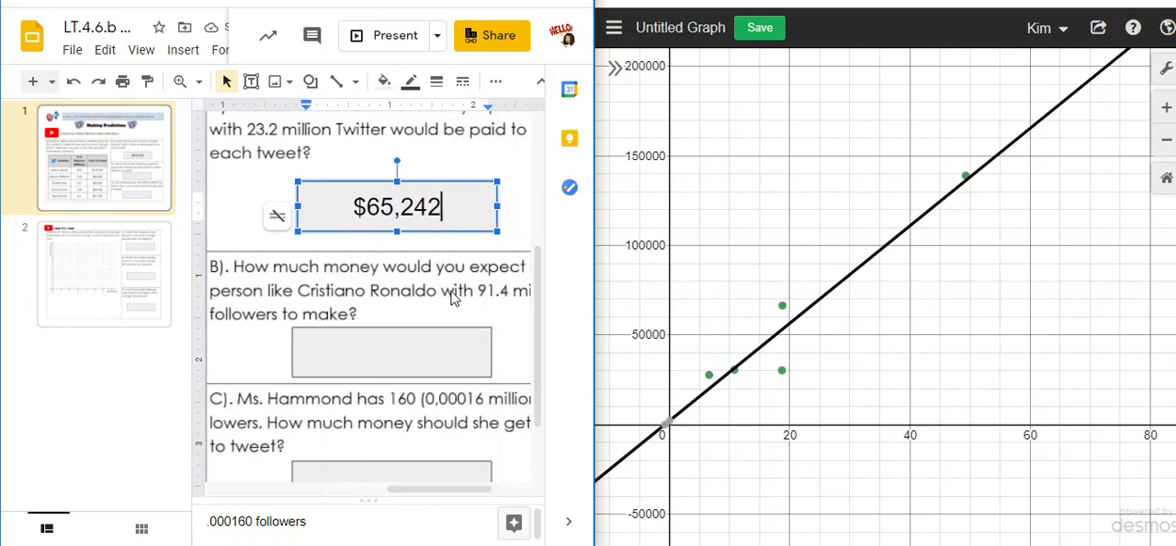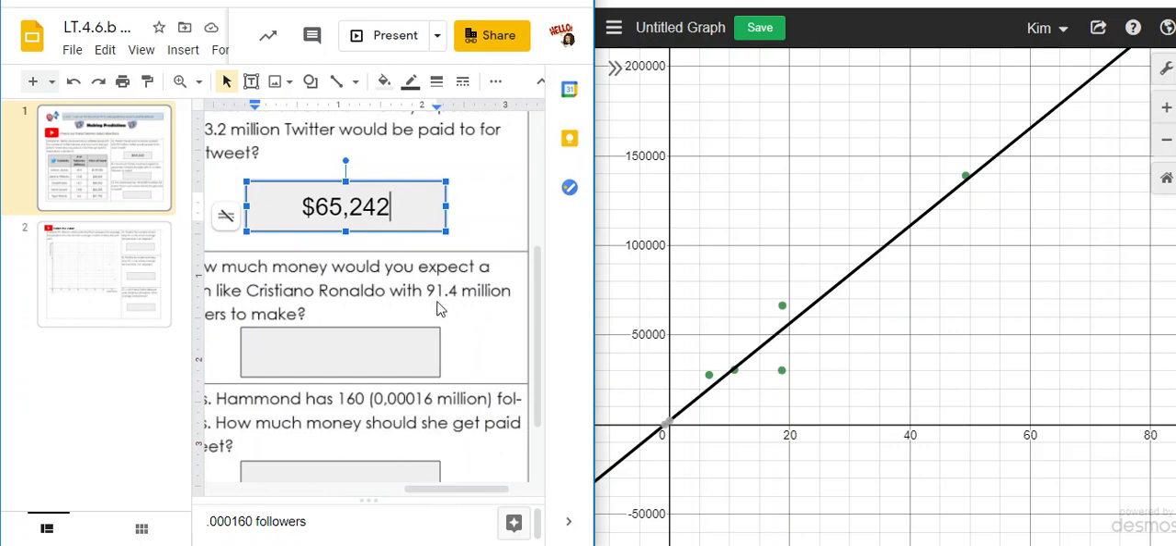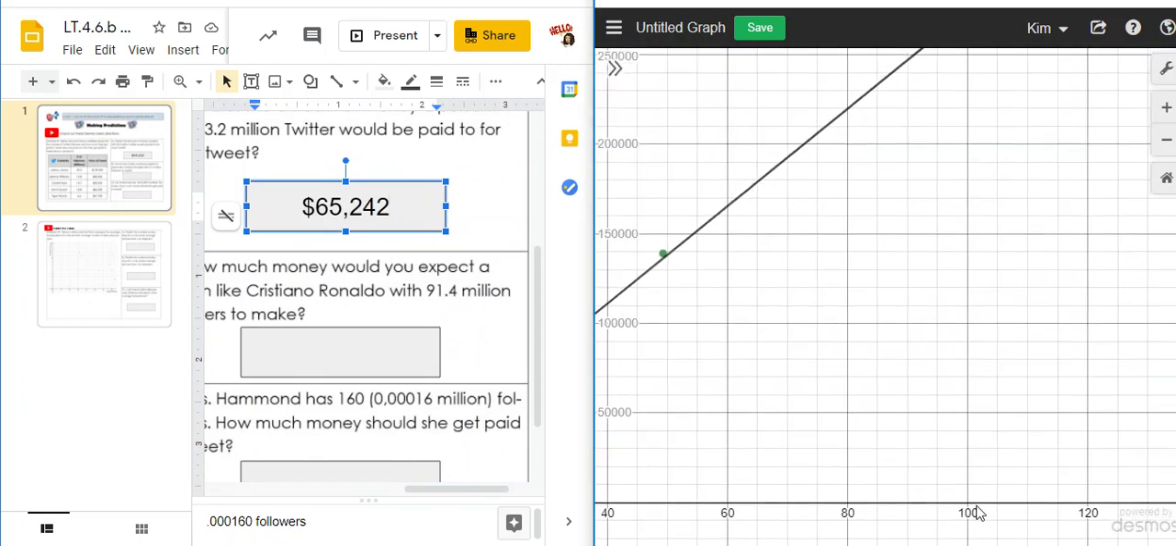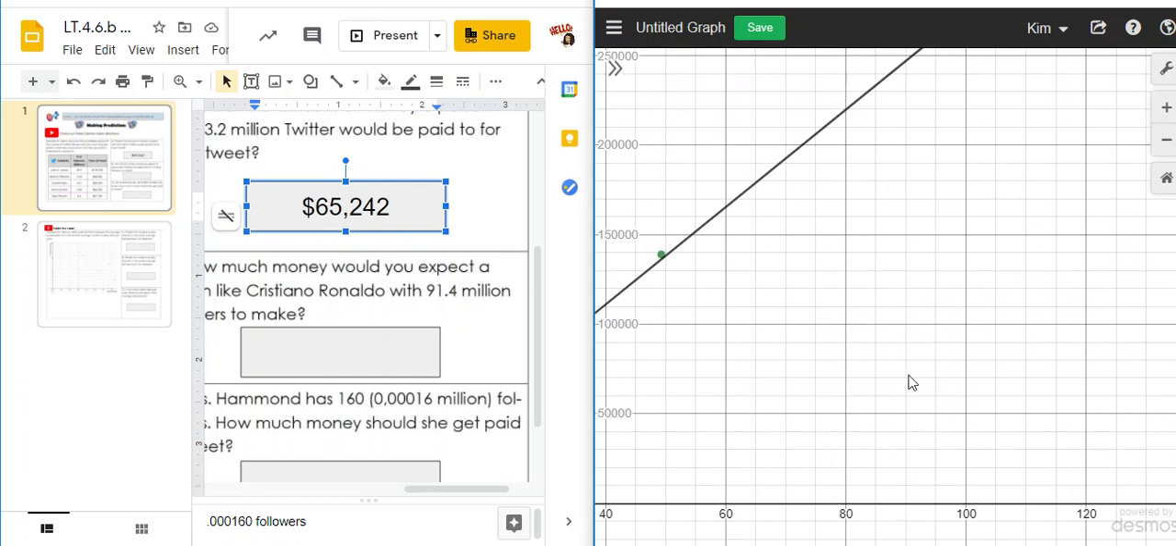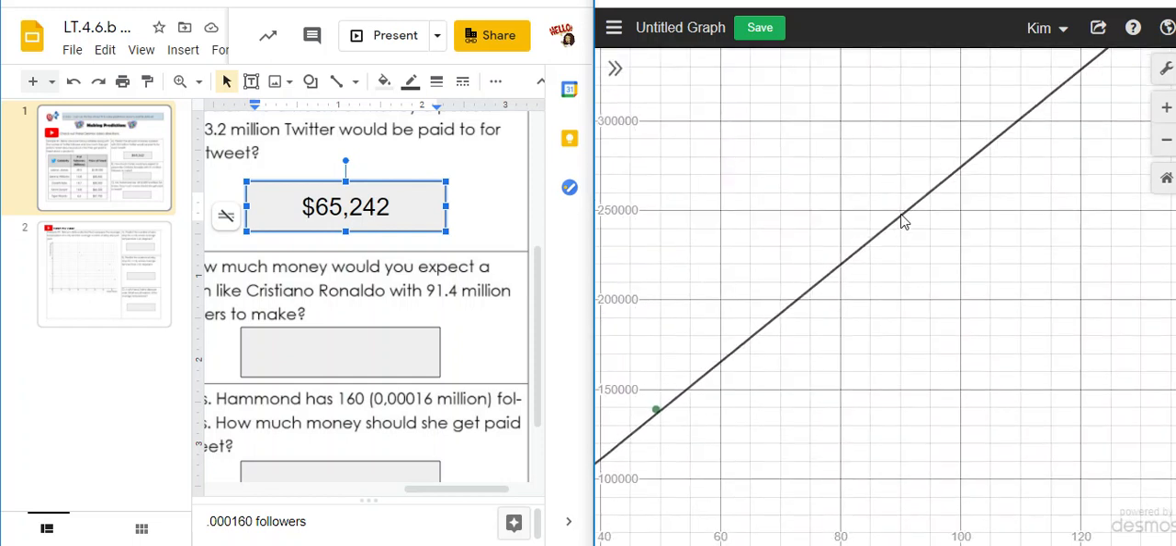So Cristiano Ronaldo is a very famous soccer player. He has 91.4 million followers on Twitter. So again, followers is on our x-axis. So I'm going to go to my x-axis and I'm going to try to find 94. So let's say it's about here. I'm going to go all the way up to my line, and when I click and hold, I get an ordered pair that comes up. So I'm going to move this up until I get to 91.4. There we go. Holy cow. So 91.4 million followers would be roughly $250,814 every time he tweets about some sort of product.